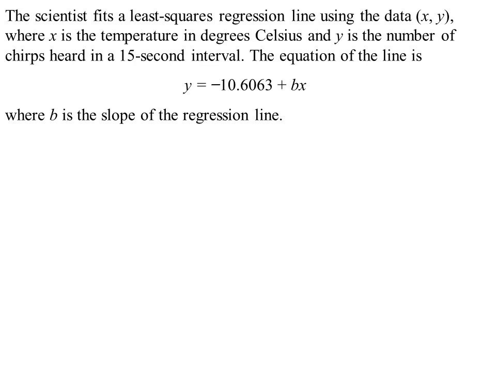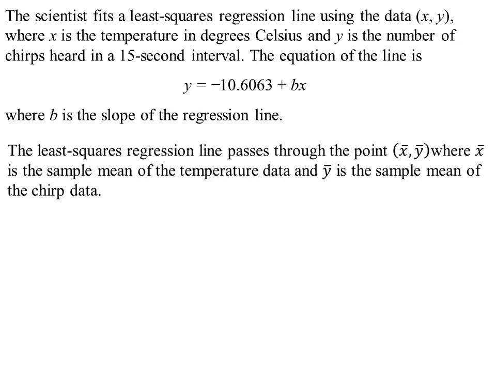y is minus 10.6063 plus, well, they sort of gave it to us. They haven't given us b, the coefficient of x, where b is the slope of the regression line. But they've reminded us that that line will go through the point of the average of x, average of y, and they've even told us what those symbols mean. That was very nice to us.